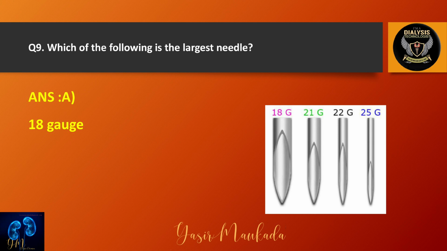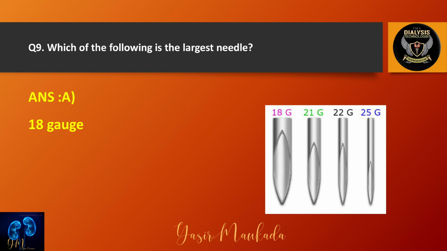Needle selection is very important in dialysis because improper needle selection and blood pump speed may lead to hemolysis. However, with a larger gauge size comes a smaller bore, or a smaller internal diameter of the fistula needle. When the blood pump is at high speed, it forces blood to enter into the needle, and hemolysis may occur. So the correct answer is option A, 18 gauge.